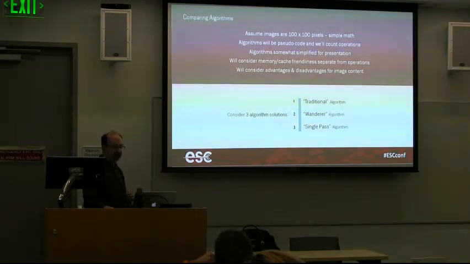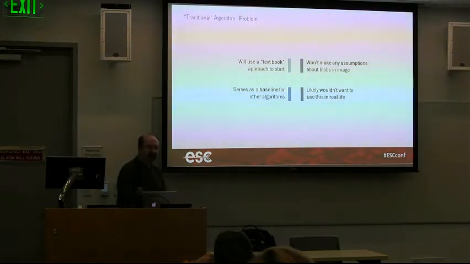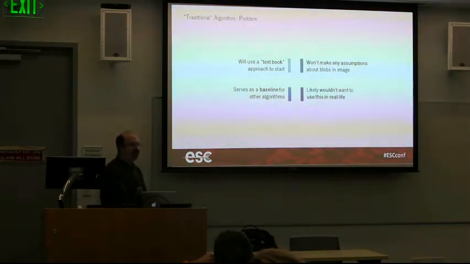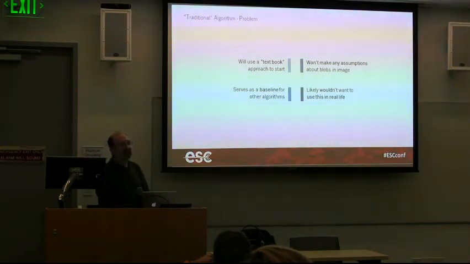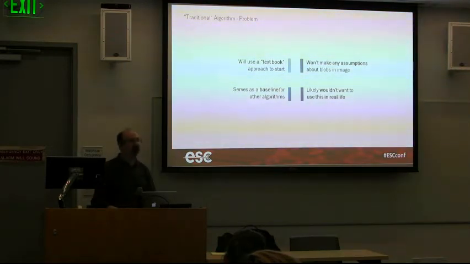And again, the three algorithms we're going to talk about. First, I'm going to call the traditional algorithm. This is basically a textbook approach. If you pick up a book on machine vision, and they're telling you about connectivity analysis, this is the algorithm they're going to show you, or a slight variant of it. It doesn't make any assumptions about the blobs in an image, or about what the image is. This is going to serve as a baseline for the other algorithms. I'm going to make a note: you probably don't want to do this in real life. As you're going to see, performance isn't super great, but it's common. People do use it, and it serves as a good starting point.